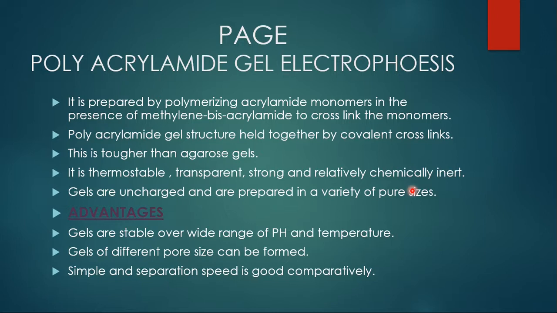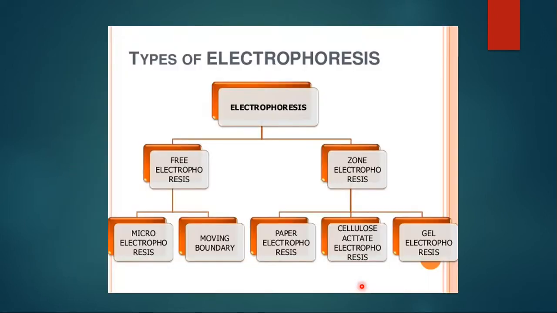Okay, and then coming to the advantages of this one: proteins are separated on the basis of charge to mass ratio, molecular weight, and a phenomenon called molecular sieving. So advantages: gels are stable over a wide range of pH and temperature, which is a major reason. Whereas agarose gets liquefied at a temperature of 41 or 42. And gels of different pore size can be formed. Simple in preparation, and separation speed is also good compared to agarose gel electrophoresis. Okay, so these are a few advantages of PAGE.